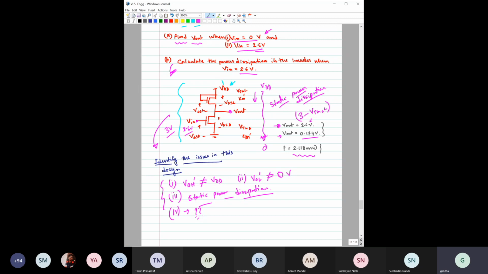Then, compared to the previous design, what is the plus point? The plus point is that we are able to replace the most area consuming resistor with a transistor.